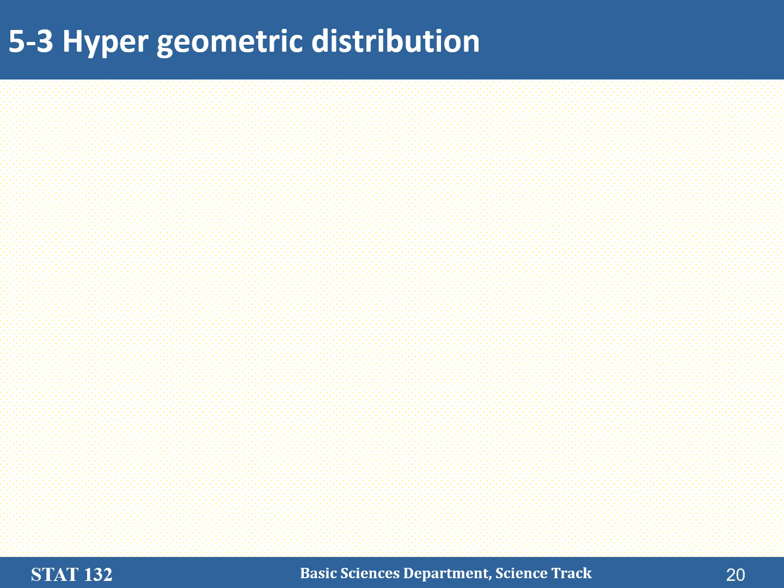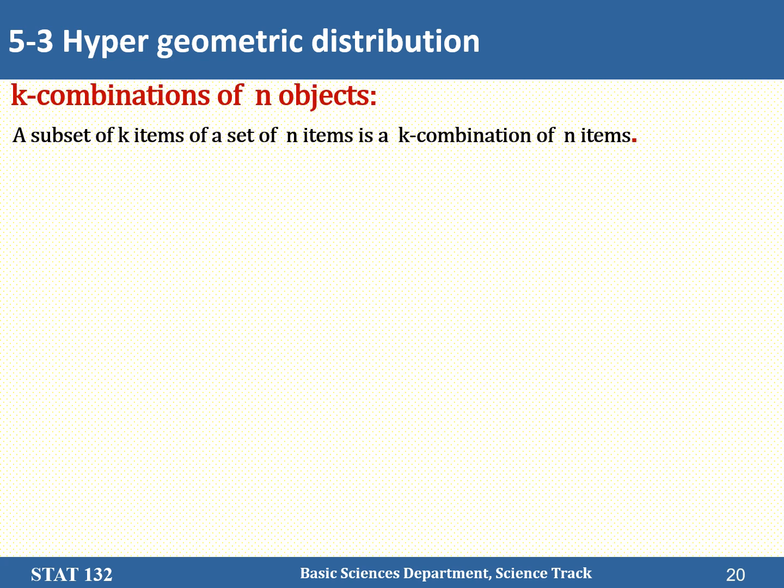Now we will see an example of discrete probability distribution. It's hypergeometric distribution, but before the hypergeometric distribution, we have to review some of the topics. Now, one of them is k combinations of n objects. What is a k combination of n objects? A subset of k items of a set of n items is a k combination of n items.